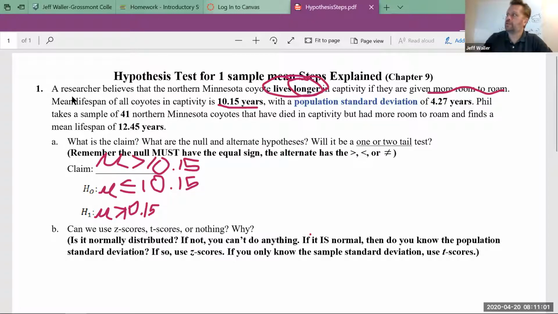The minute you write that, you write the claim, then you say, well, where does it go? Which spot does it go in? This is the one that I can show evidence for because it's the one that doesn't have an equal sign. You see, that's why we set it up the way we do. I can show evidence for different. I can't show evidence for equal.